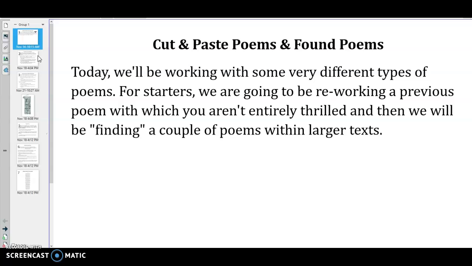And then here's what we're on about today. If we look at the assignment sheet, what we have listed here is a cut and paste poem, and then we're looking for either a found poem or what I'm calling an alternate found poem. So we're looking for two different experimental types of poetry today in addition to journal number 23. We're going to be starting by reworking a previous poem which you aren't entirely thrilled with, and then we're going to be quote-unquote finding, and we're really just going to go with one found poem today within a larger text. So just one found poem.